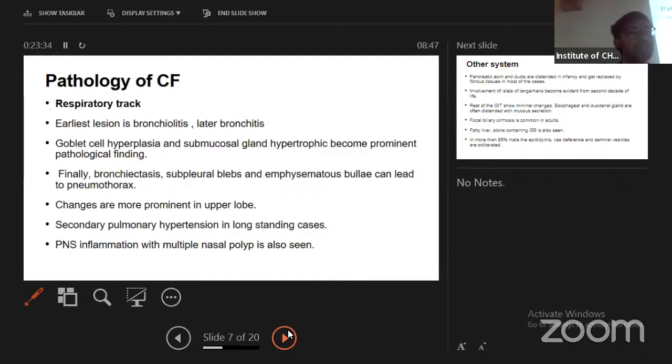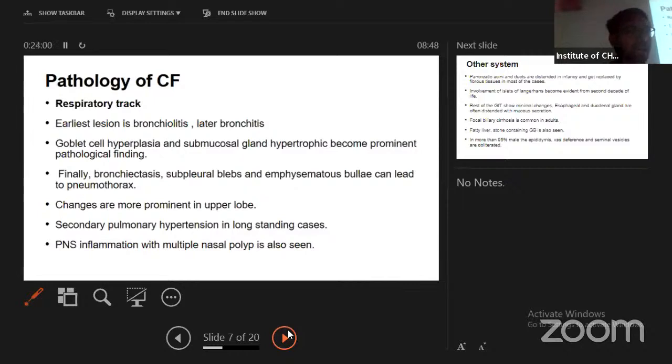In the pathology of cystic fibrosis, in the respiratory tract, the earliest lesion is bronchiolitis, then bronchitis happens. The goblet cell hyperplasia and submucosal gland hypertrophy become prominent pathological findings. Finally, bronchiectasis, subpleural blebs, and emphysematous pleura can lead to pneumothorax.